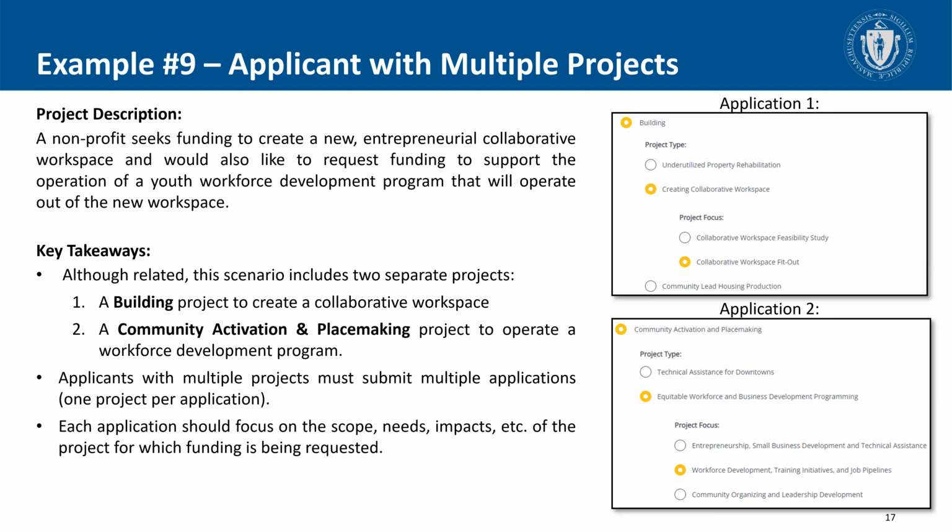So the first project is likely to be considered by the Collaborative Workspace Program, and the second project is likely to be considered by the Urban Agenda Grant Program. It's very important to remember that applicants with multiple projects must complete a separate application for each project. Each application should focus on the scope, needs, and impacts of that particular project for which funding is being requested, and they'll each be reviewed independently.